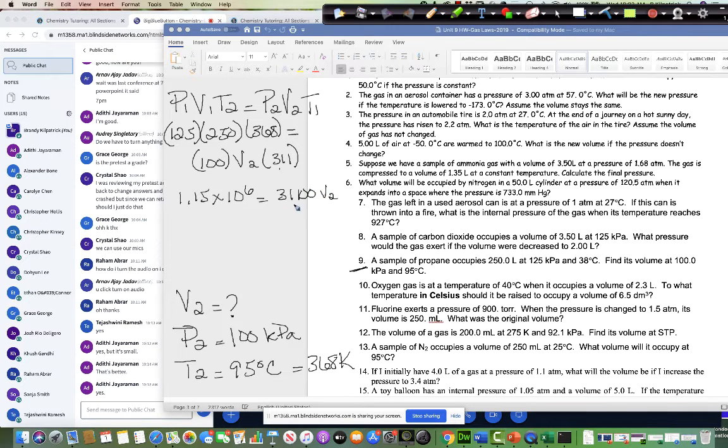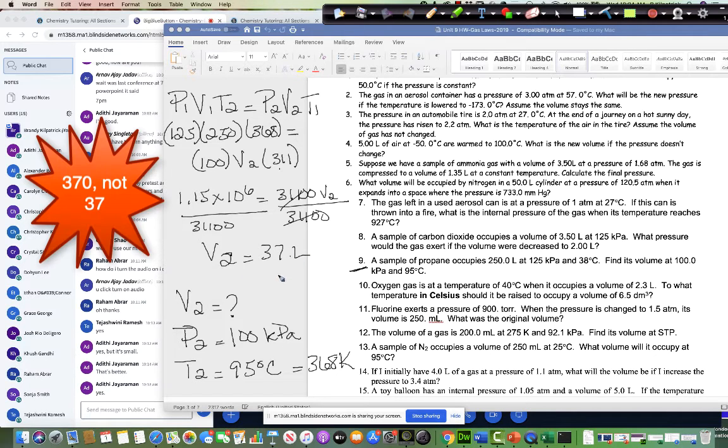All right, so divide both sides by 31100. And then V2 should be equal to 1.15 times 10 to the 6 divided by 31100. All right, so you should get about 37 liters. Roughly.